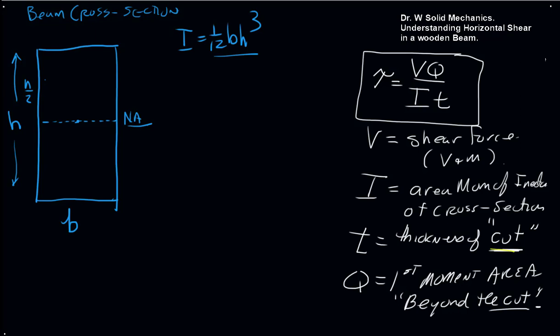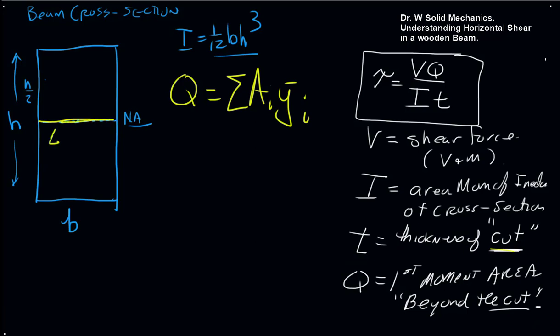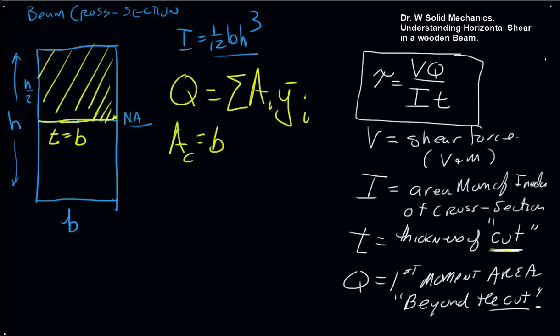And what we mean by Q is the following. It's the sum of the A_i times y bar_i. It's the first moment of the area beyond the cut. So if this is our cut here, T will equal B, and this would be the area beyond the cut. So the value for the area beyond the cut would be B times h on 2. And the centroid for the area beyond the cut would be right here in the middle at h on 4.